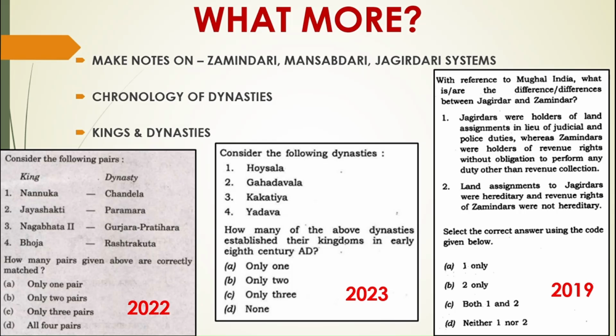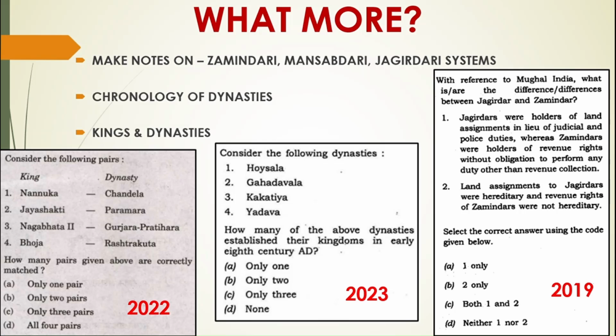Then chronology of dynasties, we have seen a question on the previous slide, and kings and dynasties. Okay, for this you can see the 2022 question here. They have asked kings on the left hand side, and on the right hand side you'll have to match the respective kings with respective dynasties. Okay, so please make a note of these things.